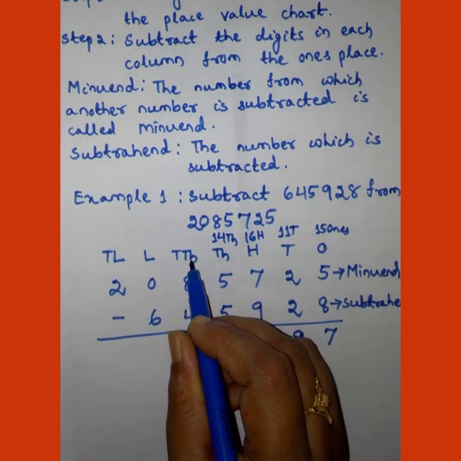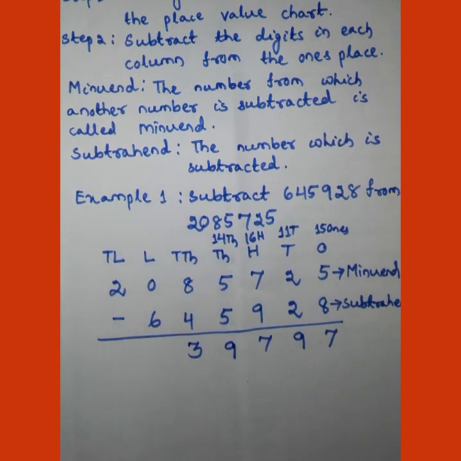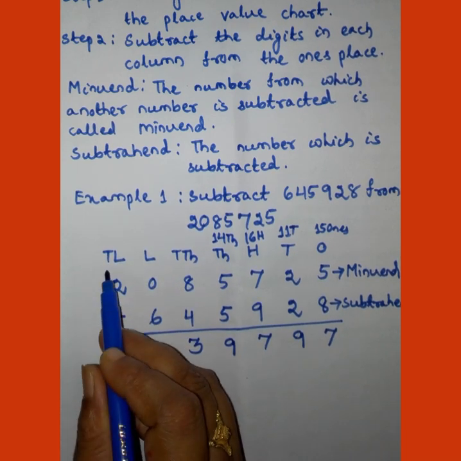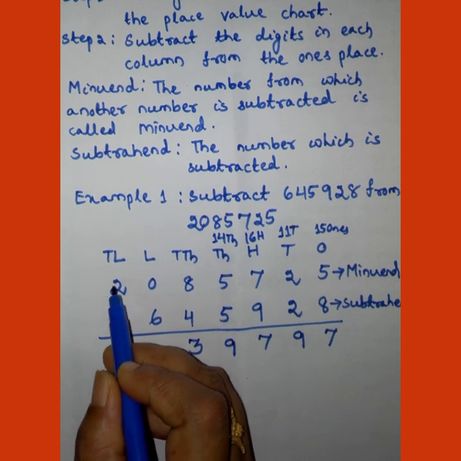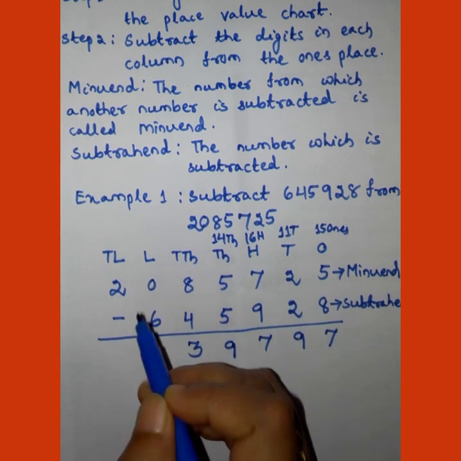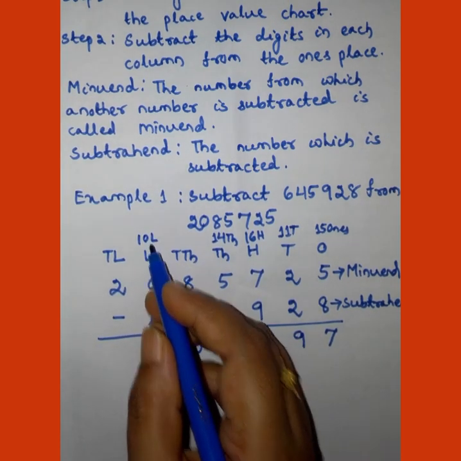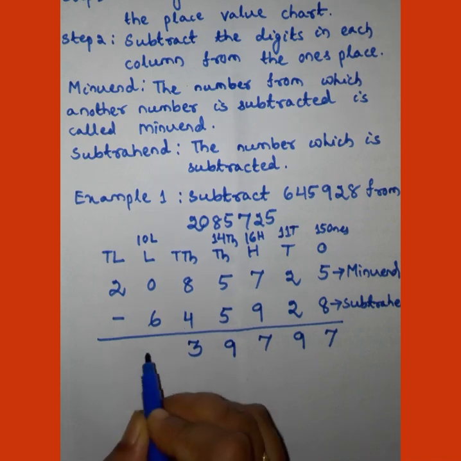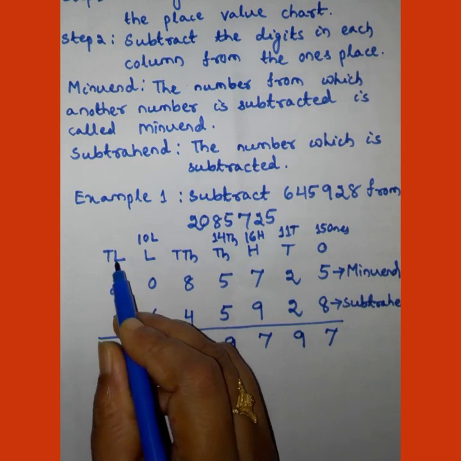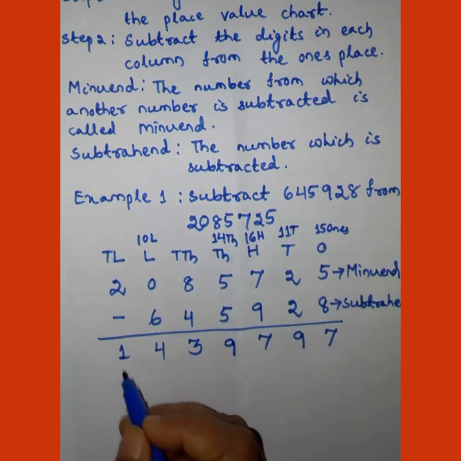Then here is 7 10,000s. Subtract 4 10,000s from 7 10,000s. It is 3 10,000s. Here is 0 lakh and here is 6 lakhs. That's why we have to borrow from 10 lakh place. Borrow 1 10 lakh. This is 10 lakh and this is 6 lakh. Borrow 6 lakh from 10 lakh. This is 4 10 lakh. Then here is 1 10 lakh. We have to write as it is 1 10 lakh.